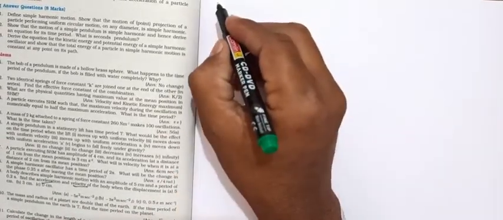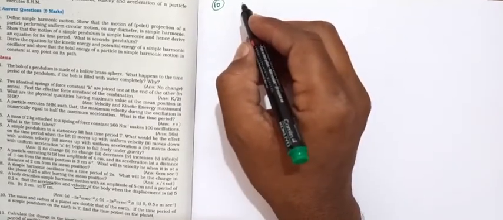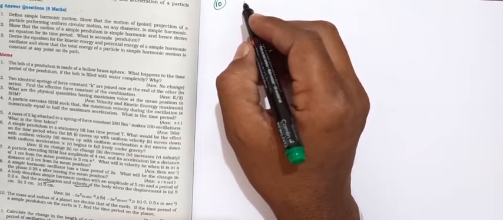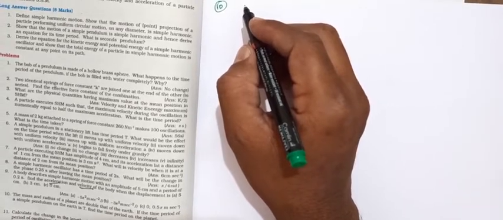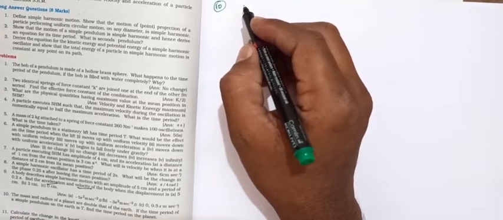Okay, now question number 10. The mass and the radius of a planet are double that of the earth. So we can consider the mass of the earth is Me, mass of the planet is Mp, and radius of the planet is Rp, radius of the earth is Re.